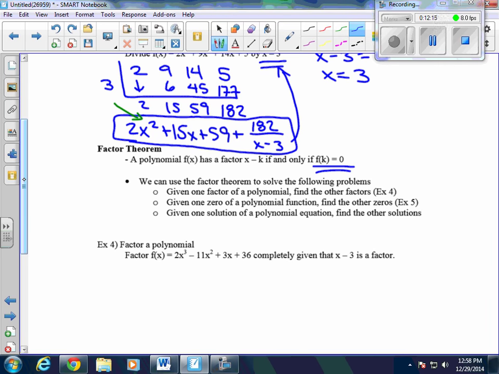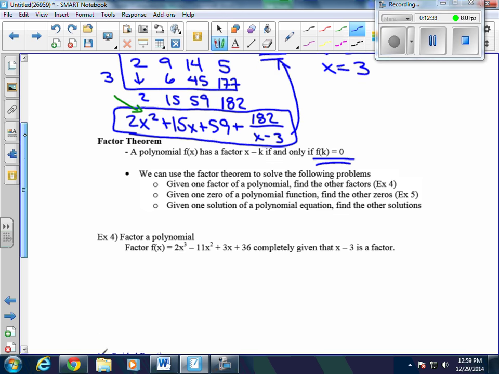All right, so here it says we can use the factor theorem to solve problems if, first, they give us one factor of the polynomial, then we'll be able to find the other factors. We can use the factor theorem if they give us a zero to find the other zeros, and if they give us a solution, also to find the other solutions.